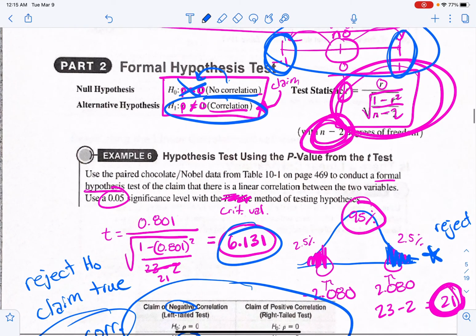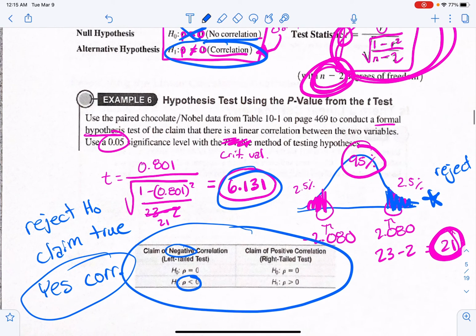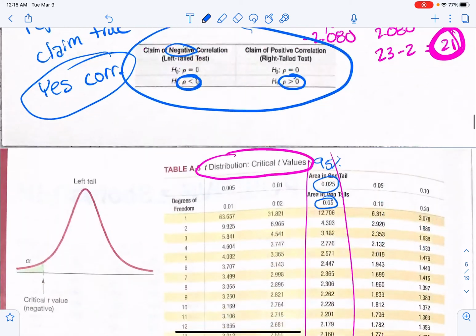So if it said to test the claim that there is a positive correlation, or that there is a negative correlation, then you would use less than for negative and greater than for positive. This one just said there is a linear correlation. It did not say positive nor negative. So we just do equal to, not equal to. Okay, so I hope that all made sense.